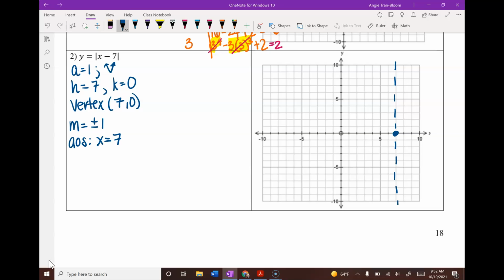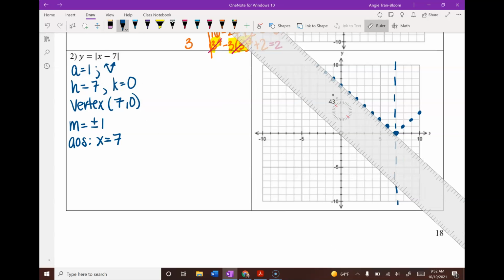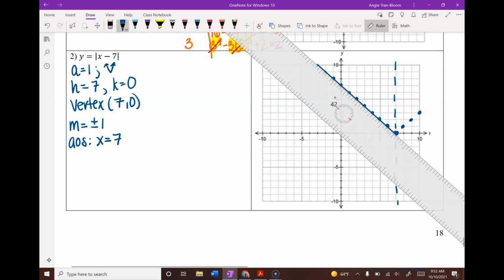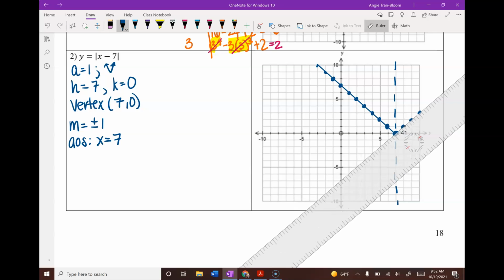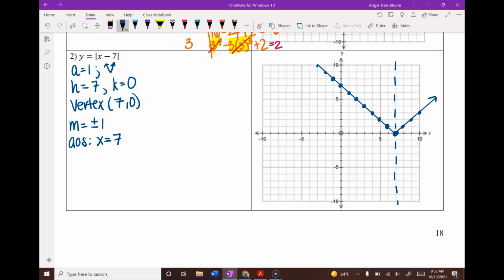Remember, the slope is plus and minus 1, so we can go up 1, right 1, up 1, right 1, up 1, right 1, or we can go down 1, up 1, left 1, because it's a negative. Up 1, left 1, up 1, left 1. If you guys remember, I normally make enough dots to make sure our lines are straight and use a straight edge. Okay, so here's my ruler, connect those dots. So here's your V. This is your absolute value function, which is a V.